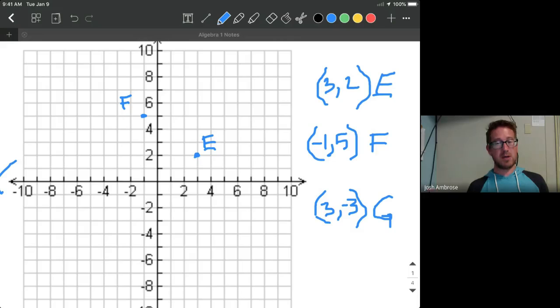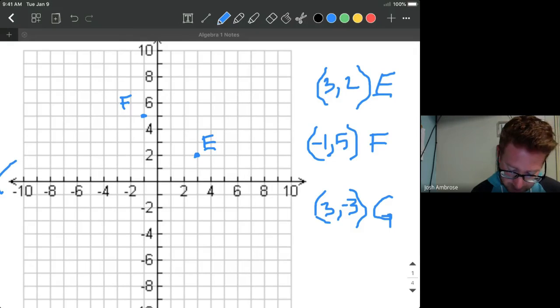Remember, do not go left 1 and then put a dot, and then go up 5 and then put a dot, because really those two numbers are the coordinates of just 1 point. Last one here, we're looking at point G. The x value is 3, so we're going to go 3 times to the right. So that's 1, 2, 3 times to the right. Negative 3, meaning 1, 2, 3 times down, and we are right there, and that would be for point G.